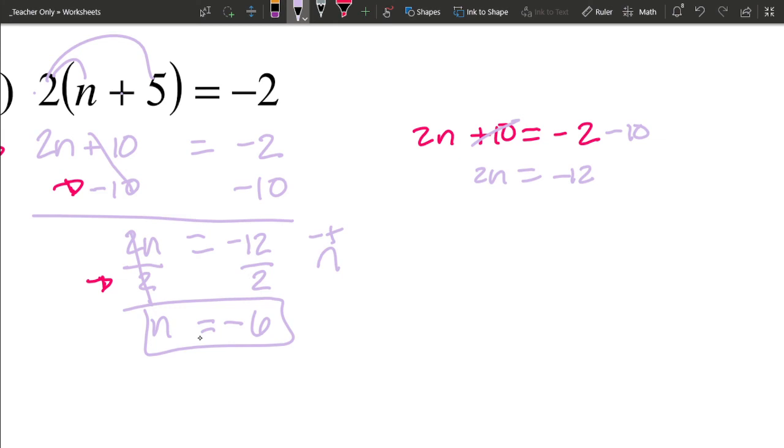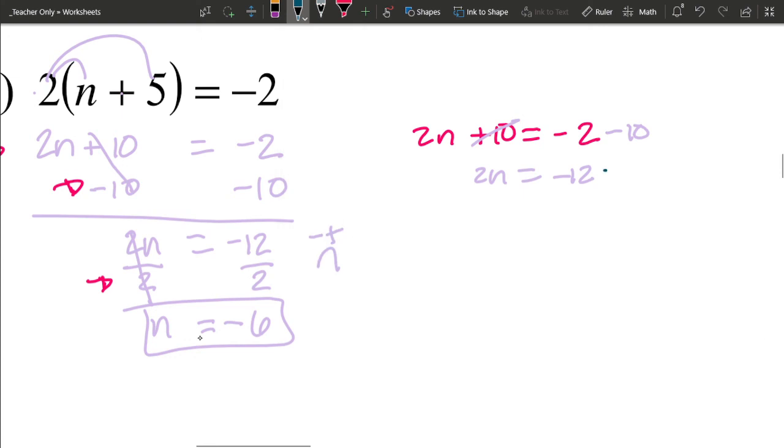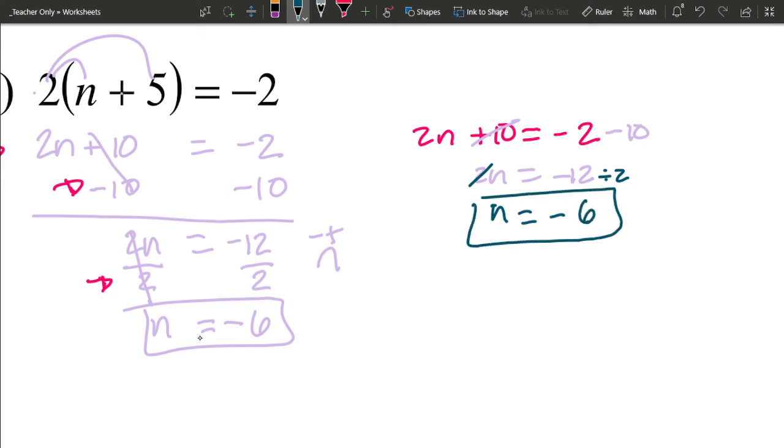Gonna get it now? Now the next step is to get rid of that 2. That 2 is multiplying with the n. So the opposite of multiply is what? Divide. So I'm gonna divide by 2 and cancel that 2. And I'm gonna have an n remaining. Negative and positive is negative. 12 divided by 2 is 6, and I get the same answer.